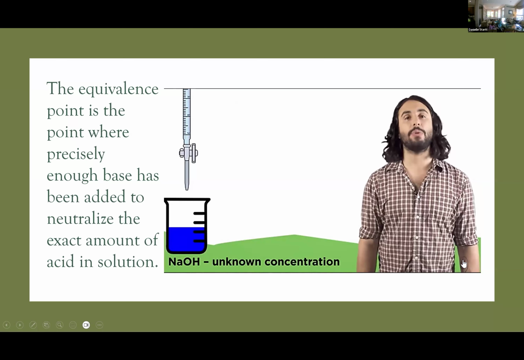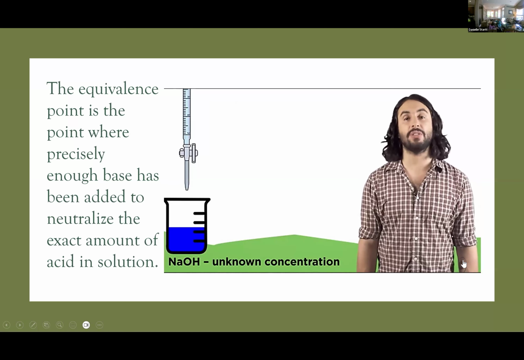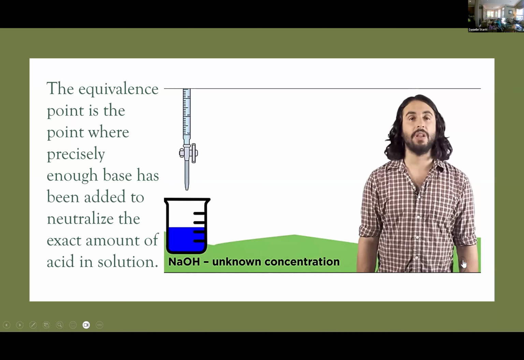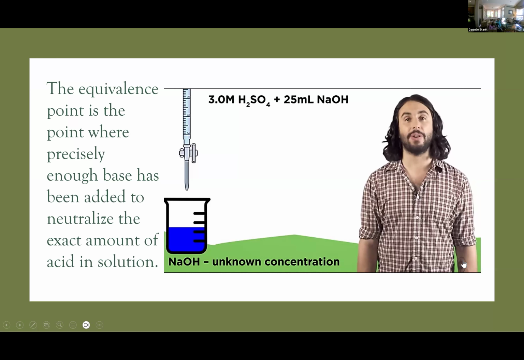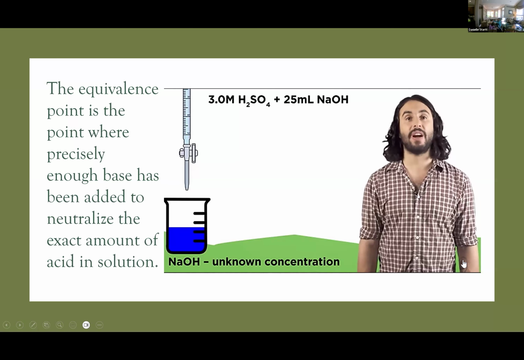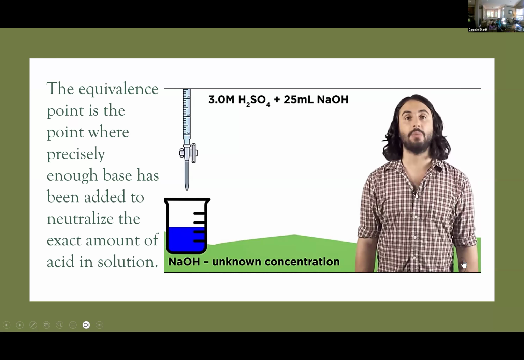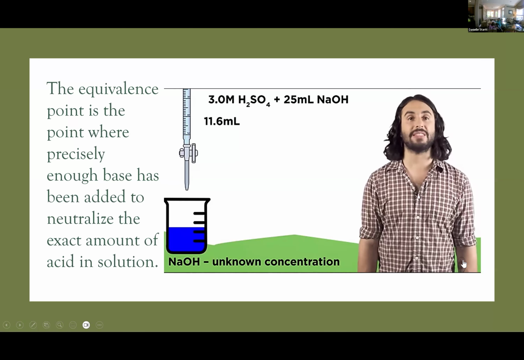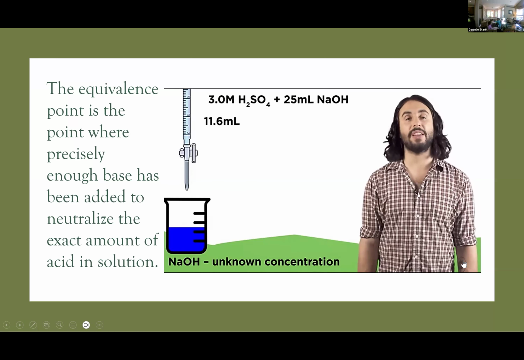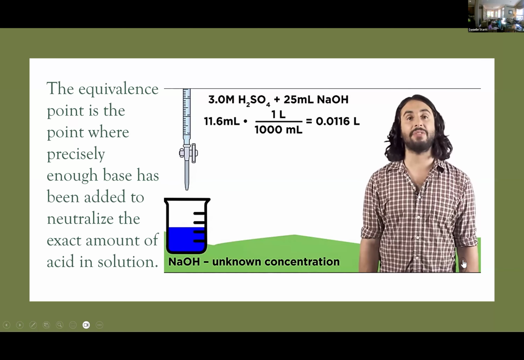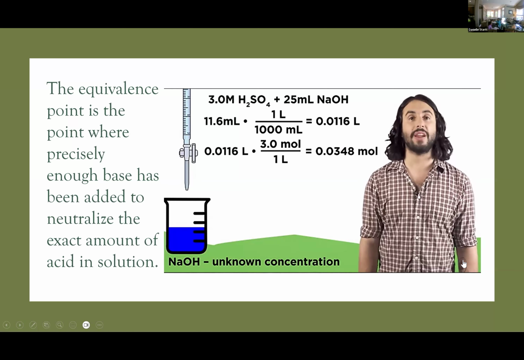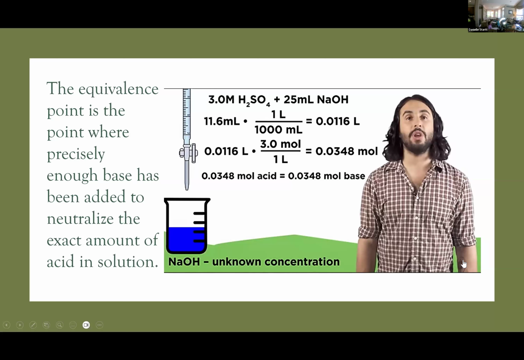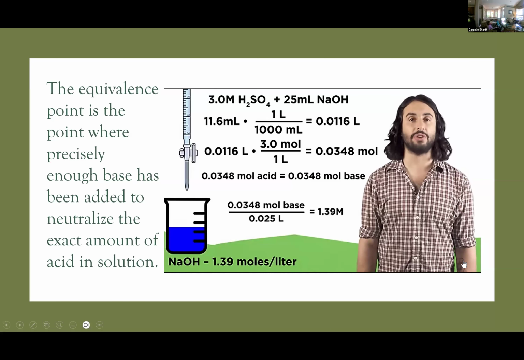For example, let's say there's a solution of sodium hydroxide and we want to know its concentration. Say we react 3 molar sulfuric acid with 25 milliliters of the base, and we find that it takes 11.6 milliliters of acid to reach the equivalence point. If we convert to liters and then use conversion factors for the concentration of the acid and then the stoichiometric ratio, we can arrive at the concentration of the reactant.